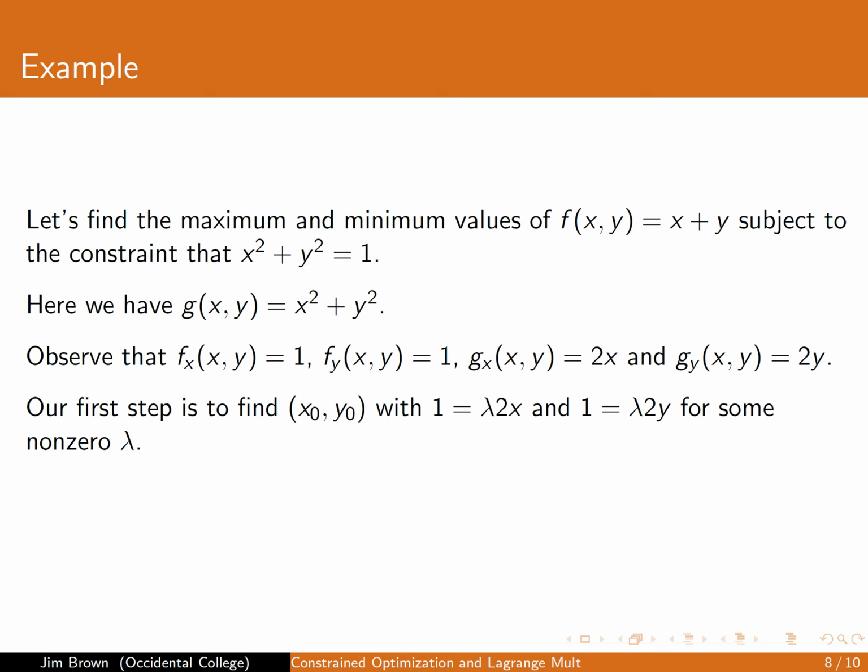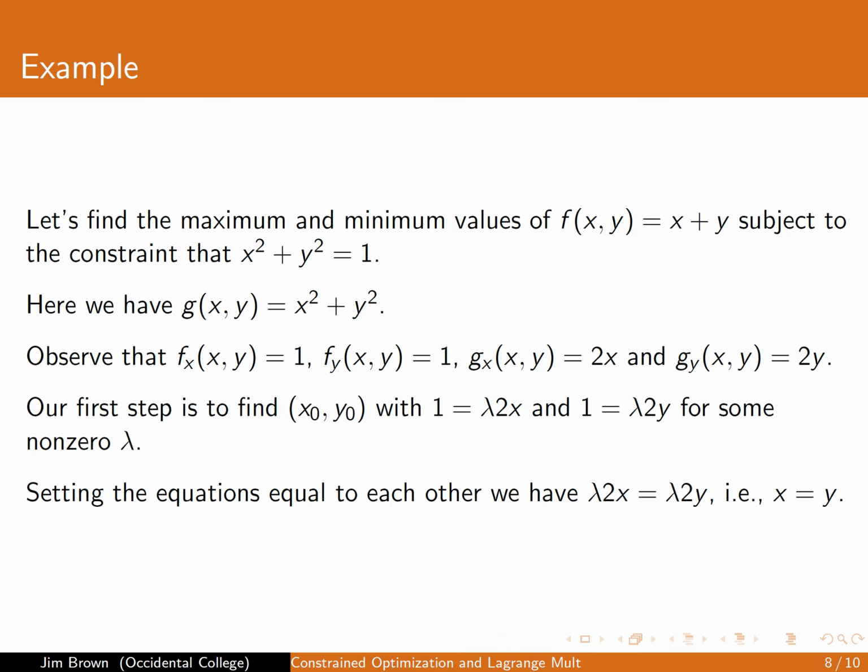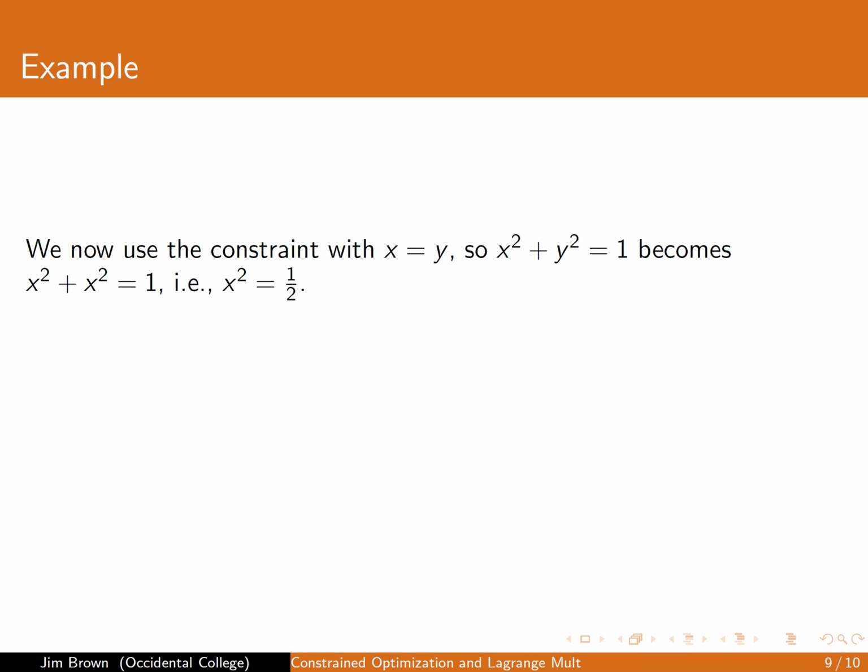So if we look at these two equations, the left-hand side for both of them is 1. So that means lambda times 2x is equal to lambda times 2y. And so since lambda is non-zero, I can divide both sides by 2 lambda, and I get that my point here has to satisfy x has to be equal to y. So we know any values that are going to give us maximums or minimums have to satisfy the condition x is equal to y. And now we're going to go ahead and use our constraint, x squared plus y squared has to be equal to 1.